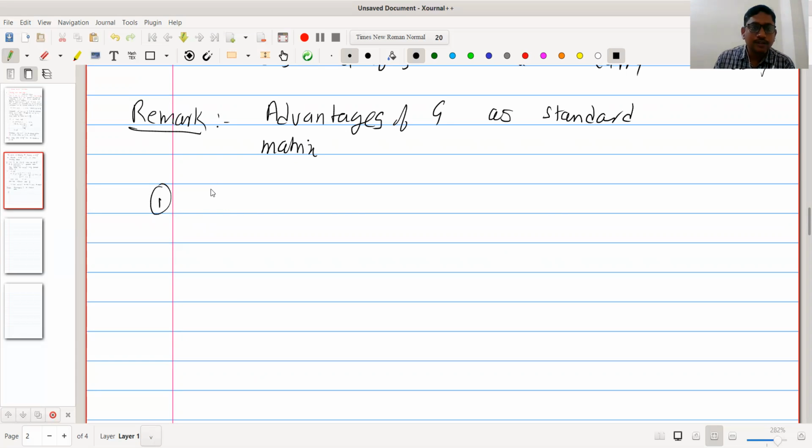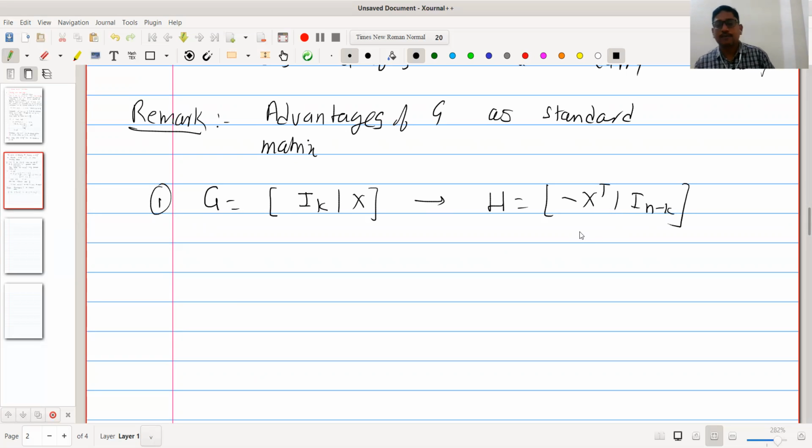So first, if G is in standard form generator matrix, suppose the dimension of that code is K, the standard form will be like this. If G is directly in standard form, then easily one can find its parity check matrix H by using the algorithm. And what is that? Minus X transpose, I n minus K. If its length is n, the K, n minus K will be the parity check digits for that. So this is the most important advantage of generator matrix if it is standard matrix. If you know the standard form of the generator matrix, the parity check matrix is easily computed by using the algorithm. Directly you can write this.